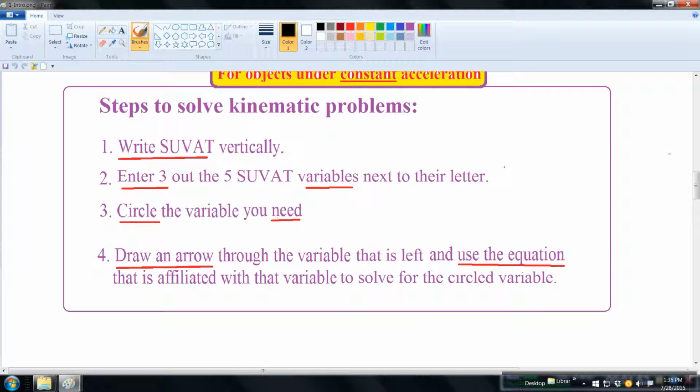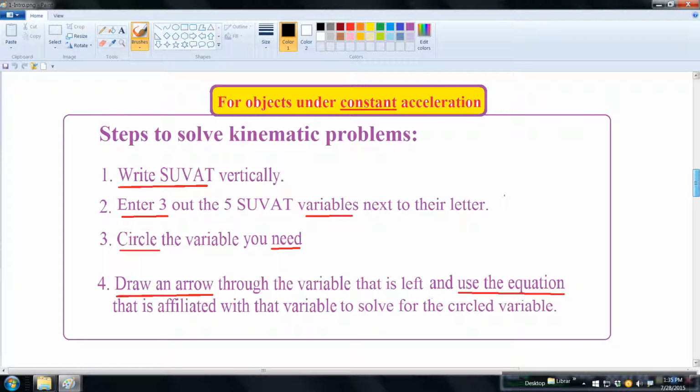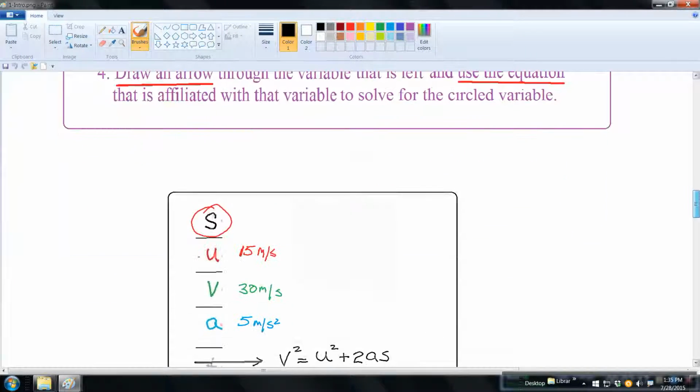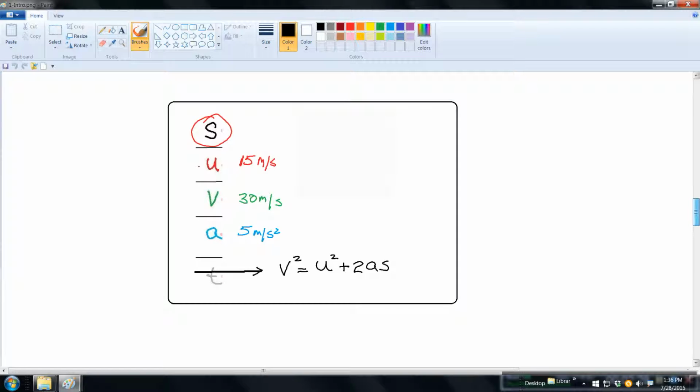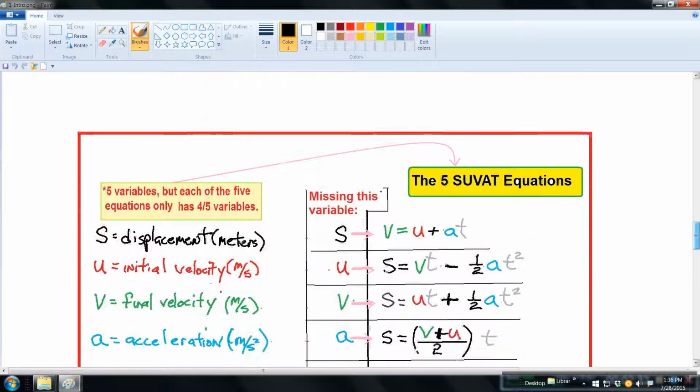The 4 steps for the SUVAT method: 1, write the SUVAT vertically. 2, enter 3 out of the 5 variables next to their letter. You'll have to find 3 to do the problem. Step 3, circle the variable you need, and 4, draw an arrow through the variable that's left and use the equation that's affiliated with that variable to solve for the circled variable in 3. So you'll have something similar to that after each problem, or before you solve for the equation. But it points right to the equation you need.